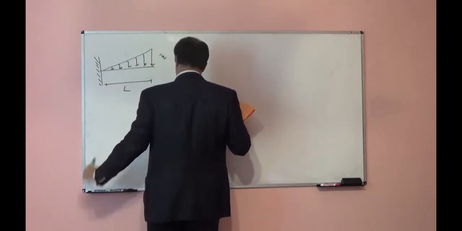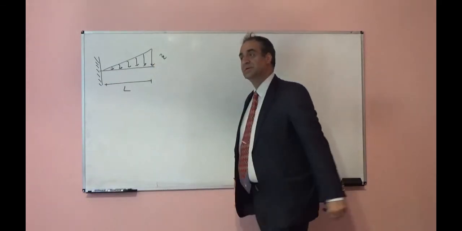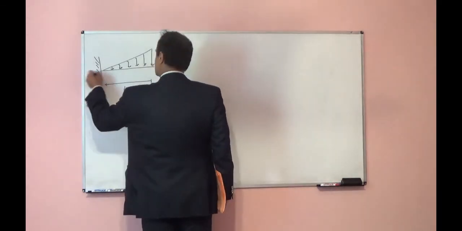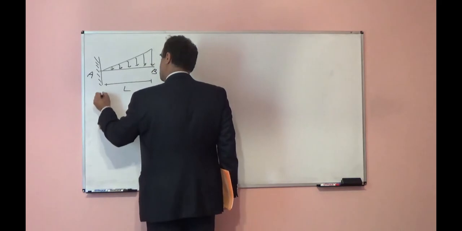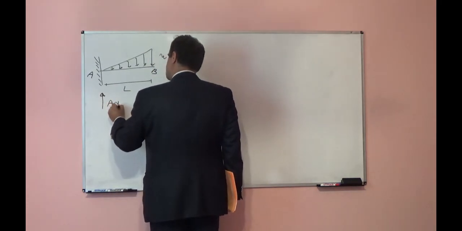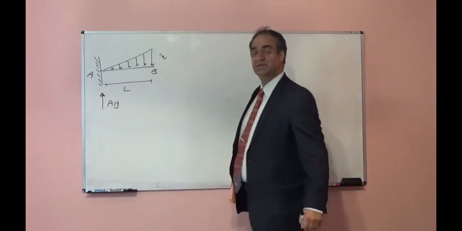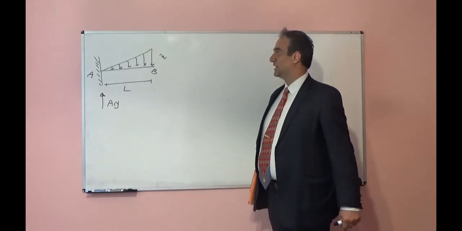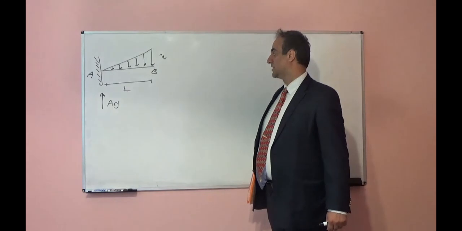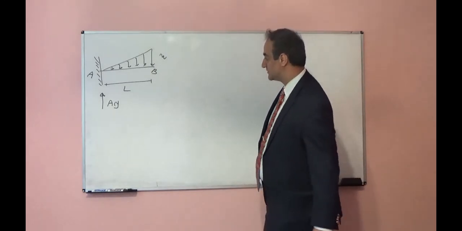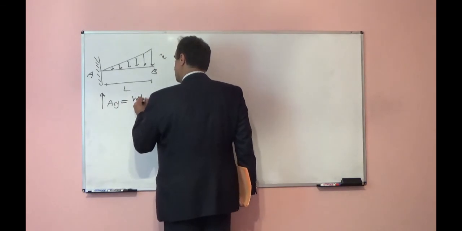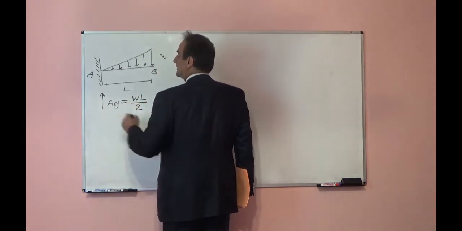Okay, we want to draw the moment diagram and shear diagram for this beam. First, let's find the reactions. Here it's point A, point B. What is AY? Summation of forces in the vertical direction is equal to 0. AY minus the entire load downward. It will be the area underneath that triangle, W times L over 2, is equal to 0. From there, AY will be WL over 2.